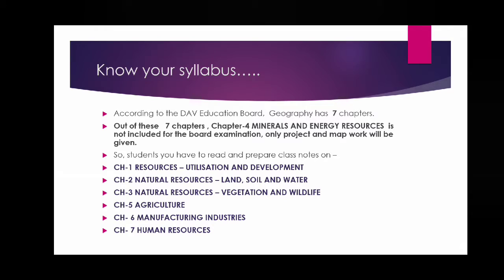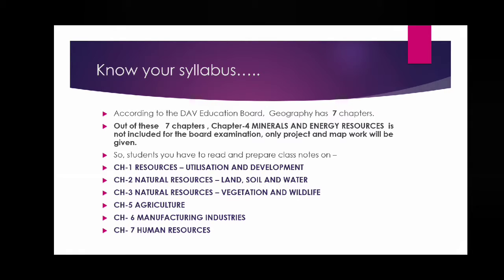Chapter 2 is natural resources, that means the resources which are made by nature, by natural processes. Here 3 examples are also given: land, soil and water. Land is made by nature, soil is made by nature, water is made by nature. Chapter 3 is also about natural resources, made by nature or natural processes, like vegetation and wildlife.